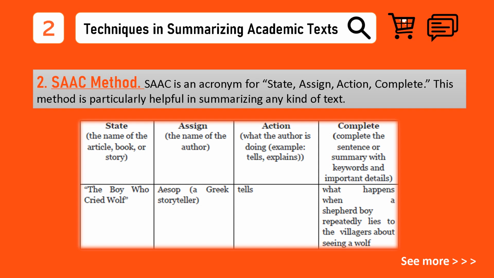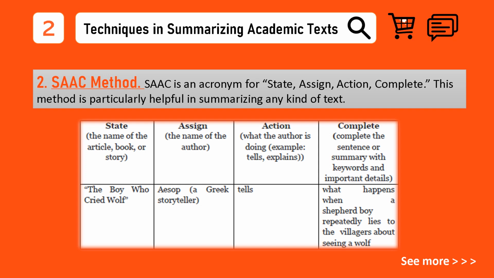SAAC is an acronym for State, Assign, Action, and Complete. Each word in the acronym refers to a specific element that should be included in the summary. Let us study this table below. The S in the acronym is telling you to state the name of the article, book, or story. For example, we have The Boy Who Cried Wolf.